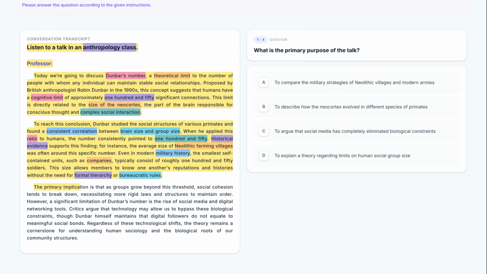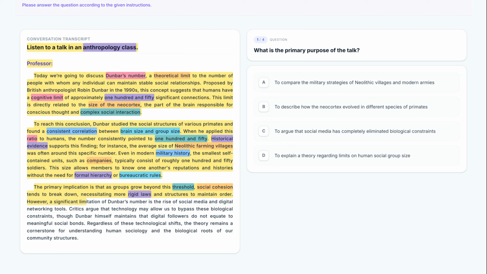The primary implication is that as groups grow beyond this threshold, social cohesion tends to break down, necessitating more rigid laws and structures to maintain order. A critical consequence is introduced. Exceeding this threshold causes social cohesion to fail, requiring rigid laws to keep the peace.